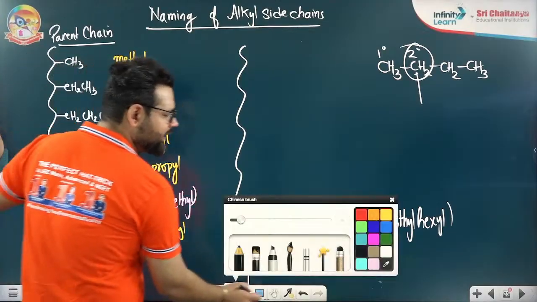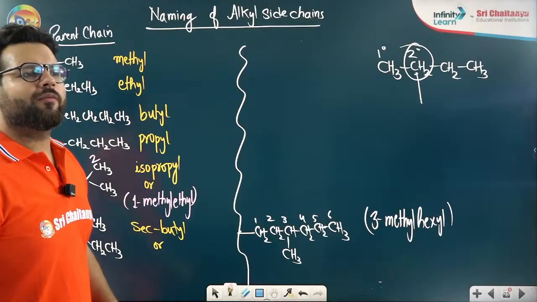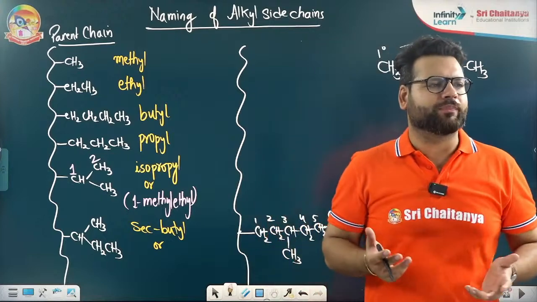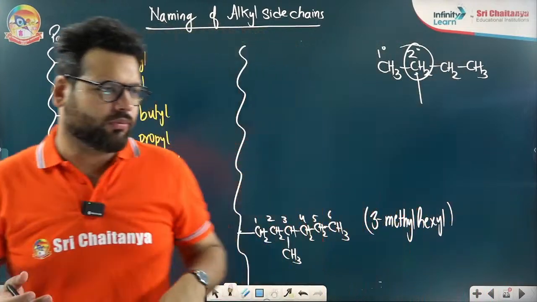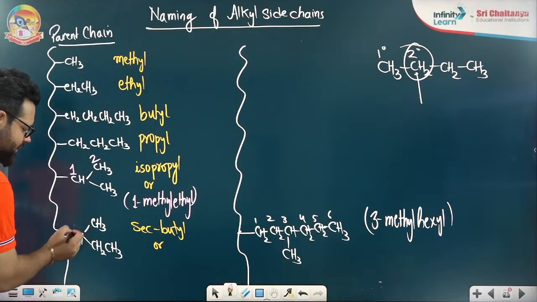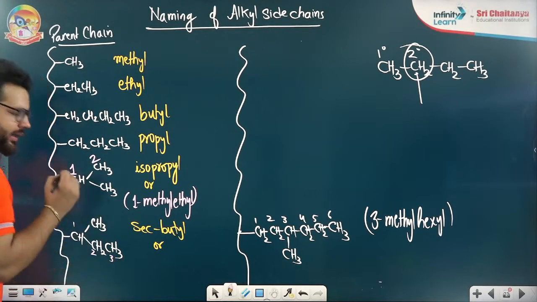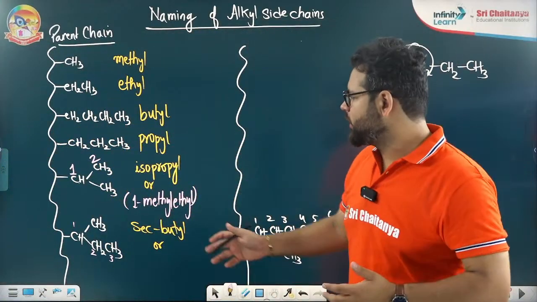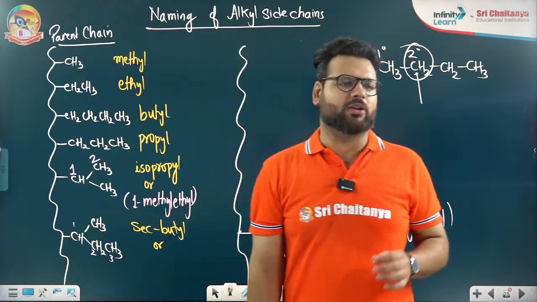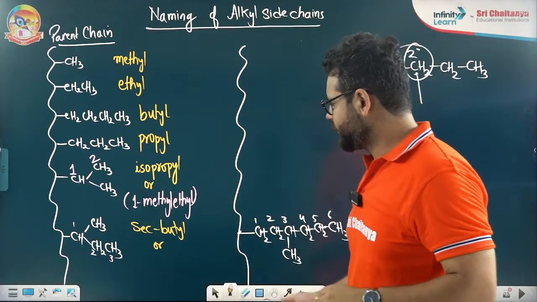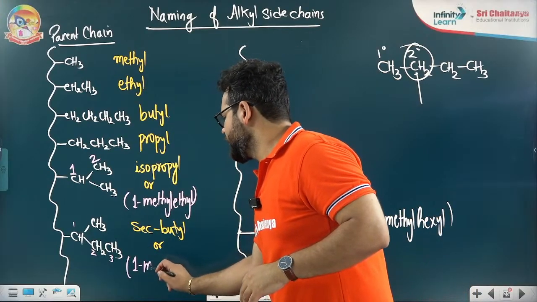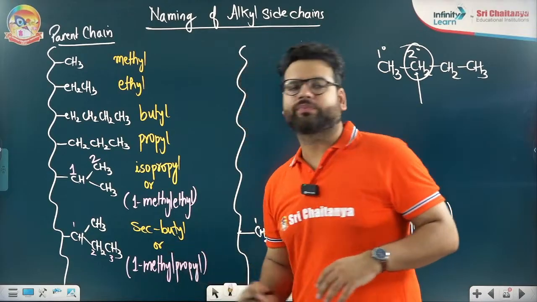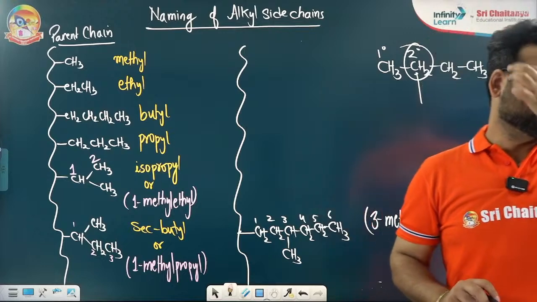Or its other name will be what? Can you tell me, everybody? What will be its name in the bracket? What will be its complex name? 1-methyl propyl. Very good, Anu. This is first carbon, this is second carbon, this is third carbon. So it's actually a propyl, but it's not a normal propyl. It's a propyl with a methyl on number 1. So it's 1-methyl propyl. Okay, so this is the one.